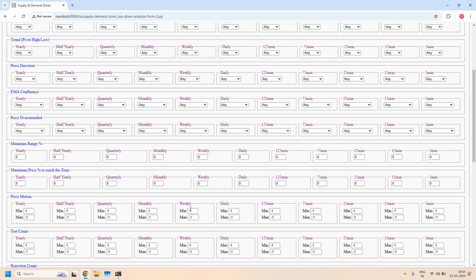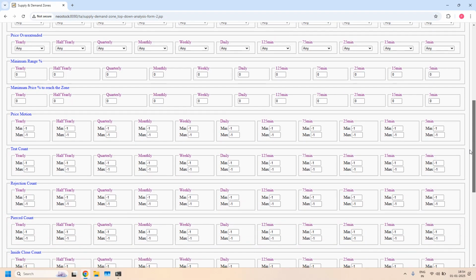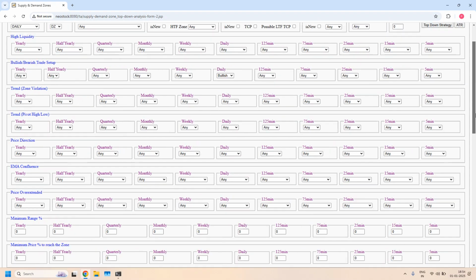Sorry, some mistake I am doing. This is price motion. I have to select the parameter pierced count. Sorry for the mistake. So in the pierced count at a daily time frame, I am setting minimum value 0 and the maximum value 0. That indicates zone pierced count should be 0. Pierced count 0 means the zone is not pierced. So it's a healthy zone.